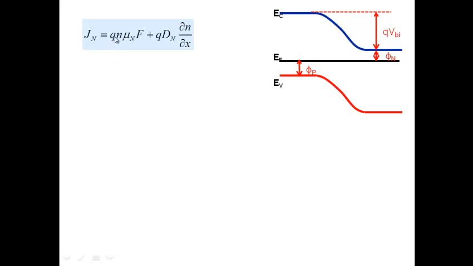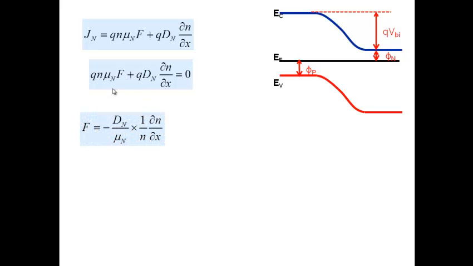Jn equals Q mu n, this is field, plus Q Dn, this is a diffusion current, del n by del x. We are talking about equilibrium, so net current is 0. So let's put it to 0. Let's see how that leads us to VBI. So this is 0. All right, so let's now simplify. Q cancels out. Let's take n over to the right hand side and mu n also to the right hand side. So we get F equal to minus Dn by mu n, 1 over n, del n by del x.